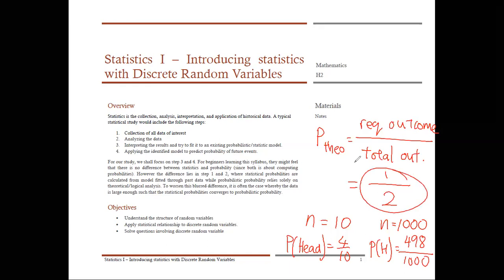So what is the extreme limit? The extreme limit is when n is equal to infinity. When you toss the coin an infinite amount of times, then we can say that the probability of getting a head will be equal to half.